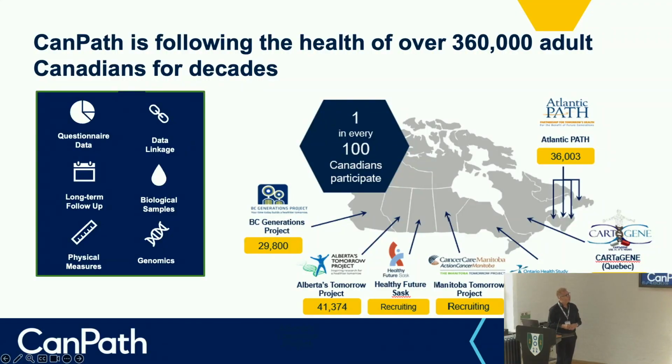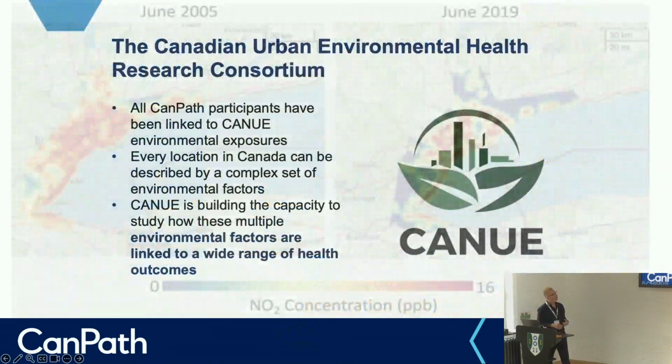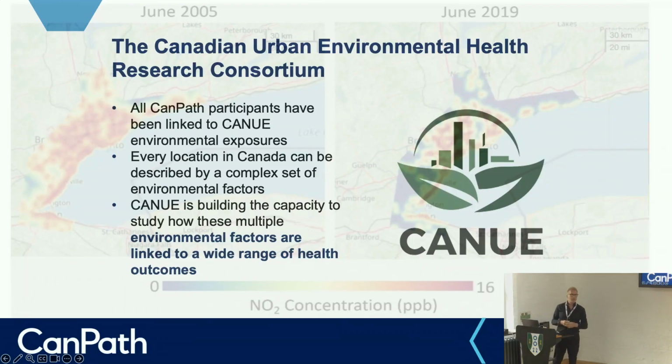As you can see here, we've recruited about 400,000 people. We're still recruiting in Manitoba and Saskatchewan, and I'm going to be recruiting in the territory soon. Now, one of the things that we've also been able to do with CanPath, and this is a program that I was part of more directly when it started, but it's still going, and I'm not part of it that much anymore, is called CANUE, and it stands for the Canadian Urban Environment Consortium. So for all of those CanPath participants, I know where they live, and I know what they get exposed to or have been exposed to through this great database that they've built in Canada called CANUE.